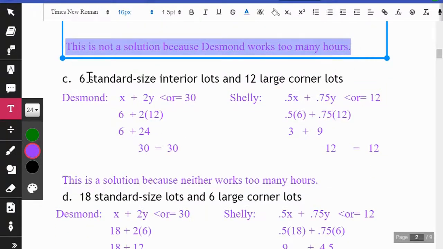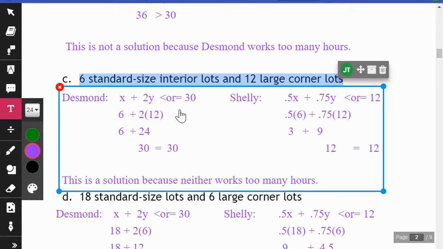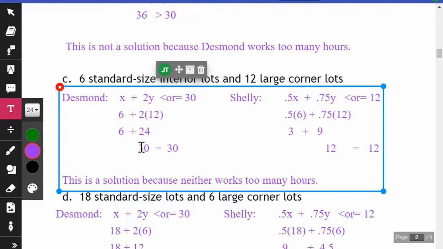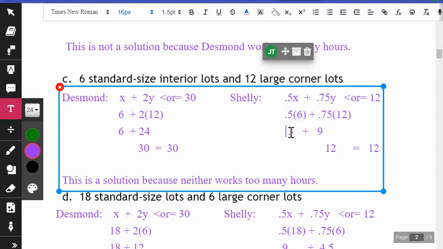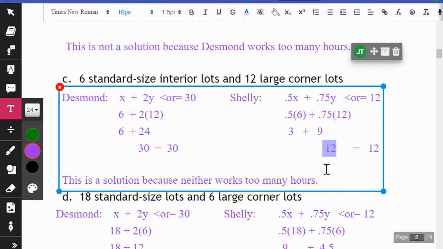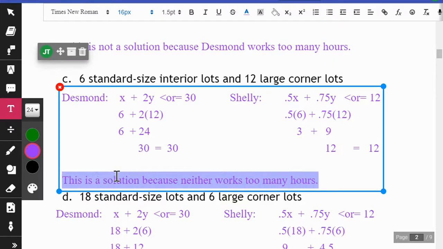Next is, what if we had 6 small lawns and 12 large lawns? All right, let's see what happens. He's going to work 6 hours on the small lawns and end up working 24 hours on the big lawns for a total of 30 hours. He works exactly 30 hours. That works. For Shelley, she works 3 hours on the small lawns plus 9 hours on the big lawns, for a total of 12 hours, which is exactly what she can do. That works for her. So both of them can do it. That's why this is called a solution, because it's within both of their constraints.